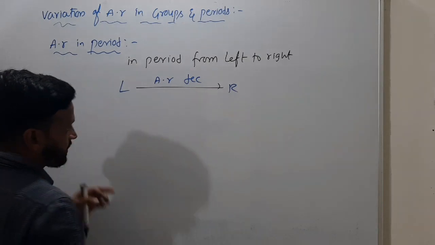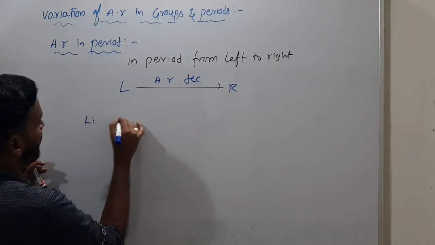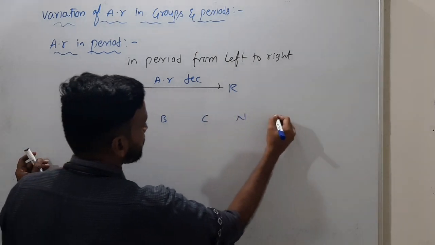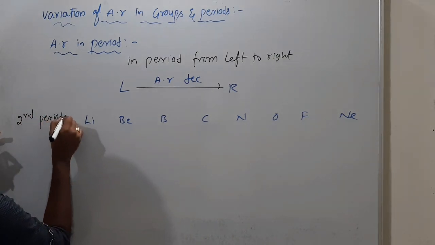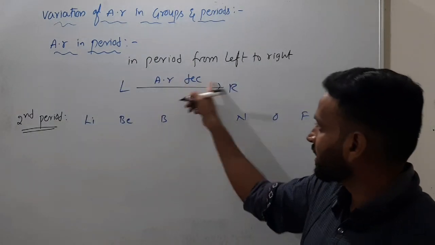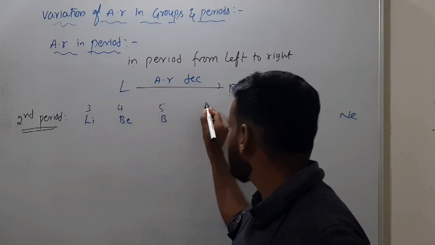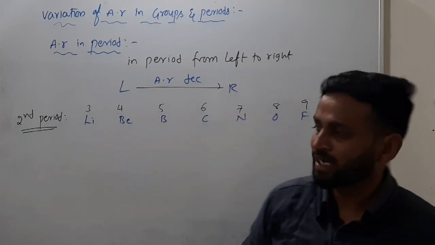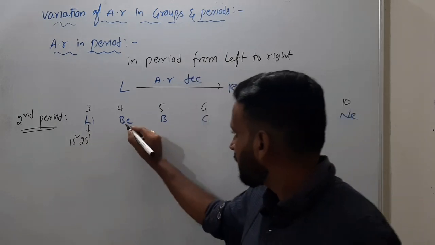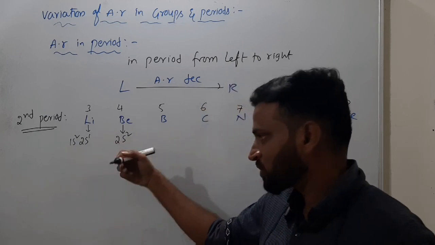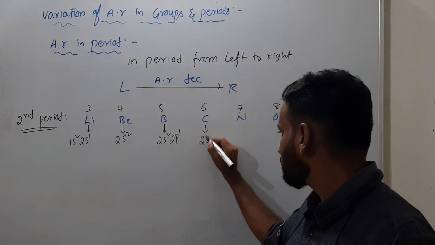Atomic radius decreases. Why, sir? Suppose here lithium, beryllium, boron, carbon, nitrogen, oxygen, fluorine and neon. These belong to which period actually? Second period elements. I have written it here. Atomic radius from left to right in a period decreases. If you see these configurations, atomic numbers 3, 4, 5, 6, 7, 8, 9 and 10. Lithium configuration is 1s2, 2s1. Beryllium, 1s2 is there, continuation is 2s2. Boron is 2s2, 2p1. Carbon is 2s2, 2p2.